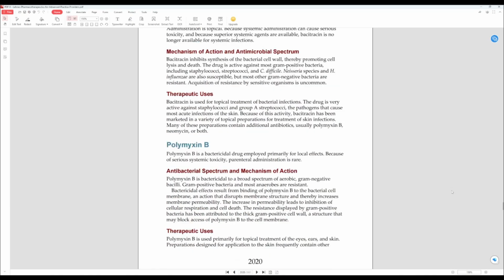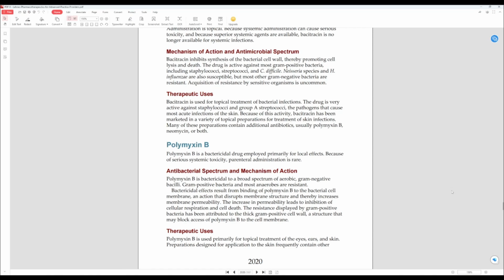Its therapeutic use, therefore. Bacitracin is used for topical treatment of bacterial infections. The drug is very active against Staphylococcus and group A Streptococcus, the pathogens that cause most acute infections of the skin. Because of this activity, bacitracin has been marketed in a variety of topical preparations for treatment of skin infections. Many of these preparations contain additional antibiotics, usually polymyxin B, neomycin, or a combination of both.